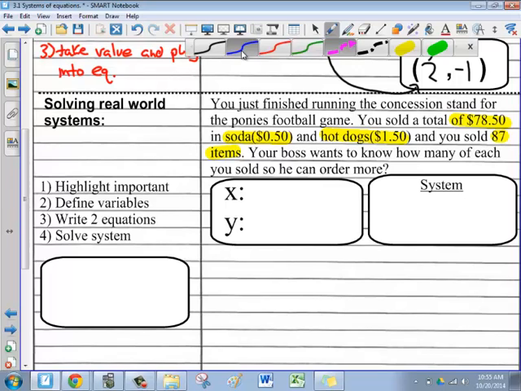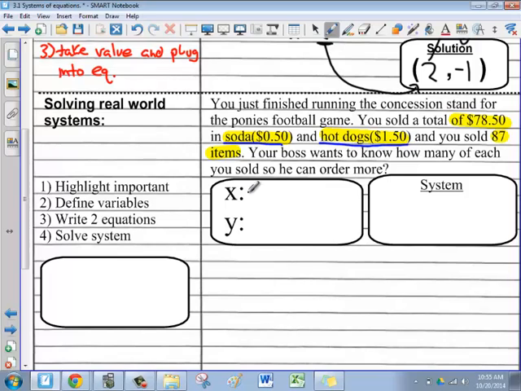In this situation, there are two variables, things that can vary. It can vary how many sodas you sell, and it can vary how many hot dogs you sell. So those are your two variables. I'll say number of sodas, and this one will be number of HDs, hot dogs. H-dogs. How about that? That's pretty good. So the second step is define the variables. First we highlight important information. Second, we have to write the two equations.